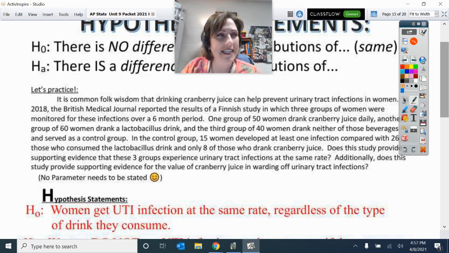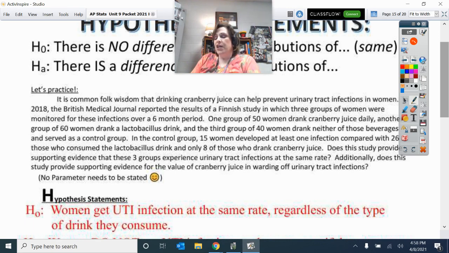That's a weird question. That's like saying, does this provide evidence the null is true? I don't like that question. That's not a statistically sound question, so I don't know why that was there. Additionally, does this study provide supporting evidence for the value of cranberry juice in warding off urinary tract infections?